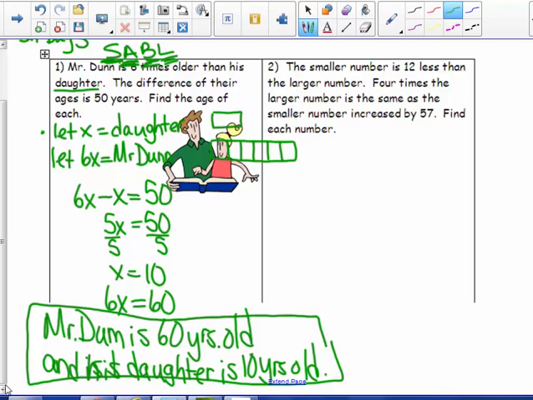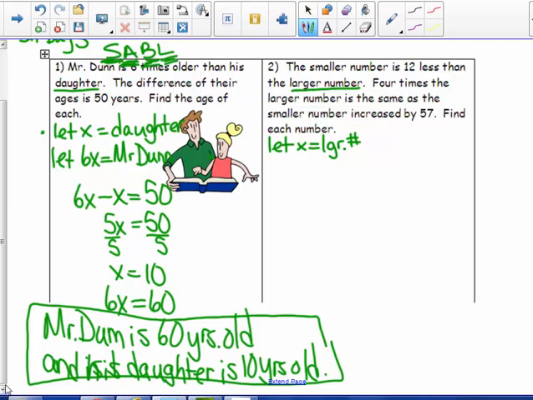Example 2: the smaller number is 12 less than the larger number. The larger number comes at the end of the sentence. Let me erase these boxes here. Yes, I could do this in a bar model as well, and I'm going to choose not to. Let x equal the larger number. LGR for larger, number symbol. I can use the number symbol in my let statements, not in my full sentence answer, however, not in my SABLE.